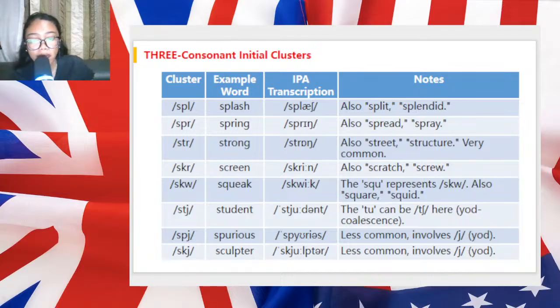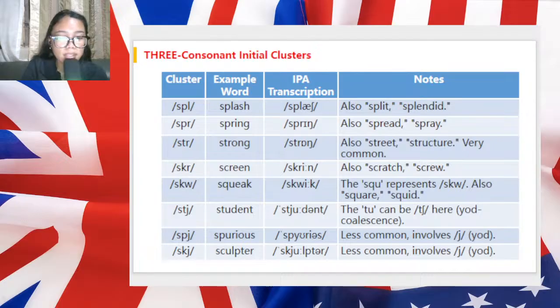Next we have the SPJ cluster as in spurious. For a moment, let me check my slide. I am checking my slide from time to time because I don't want any technical issues or errors, although there are times that it can really be unavoidable. So I'm trying to check from time to time if my screen is your screen also. As you can see, that's your screen, so that's correct. No problem at all. Let's continue.